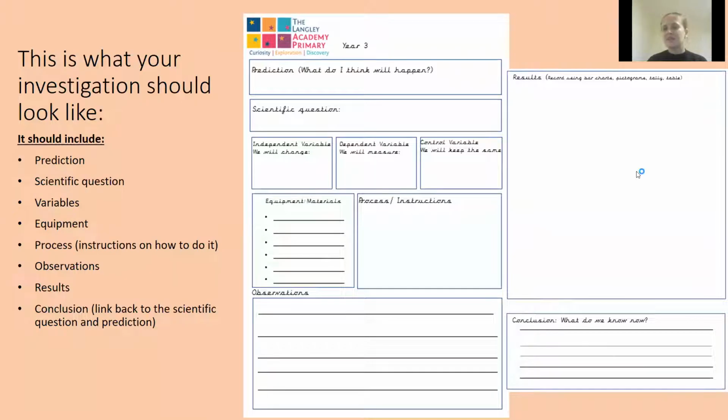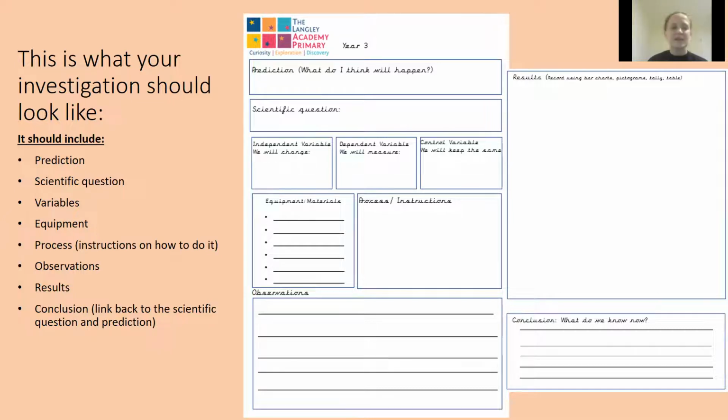So I'm going to share my screen with you. And on it, I'm just going to go through the science investigation sheet that we're doing, and then I'm going to quickly do part of it with you today. So this is the investigation sheet that we were looking at on Friday. And this is the layout that we were looking at when you are looking at an investigation.